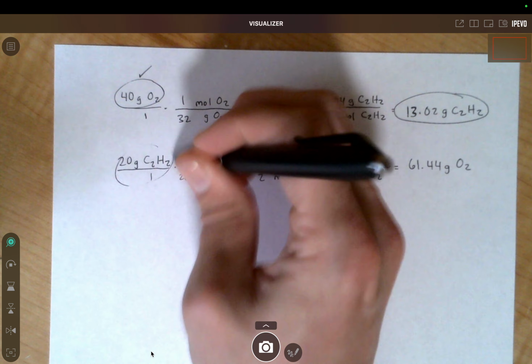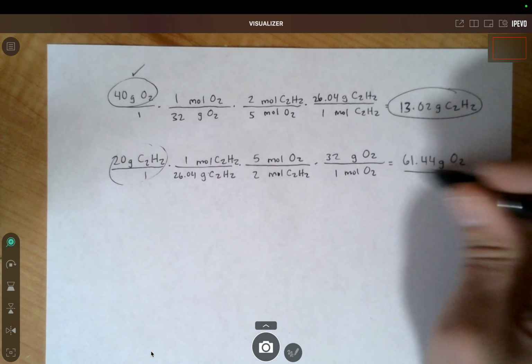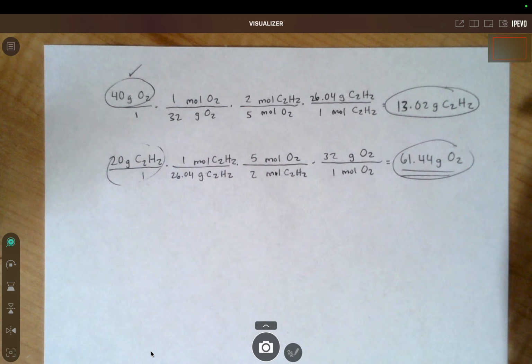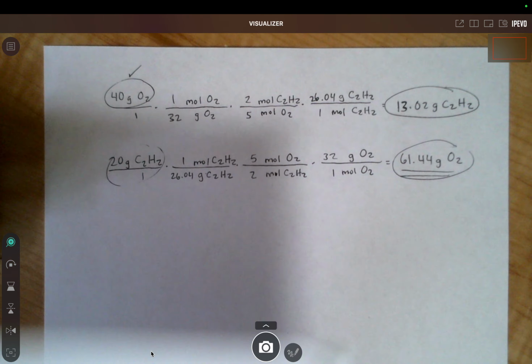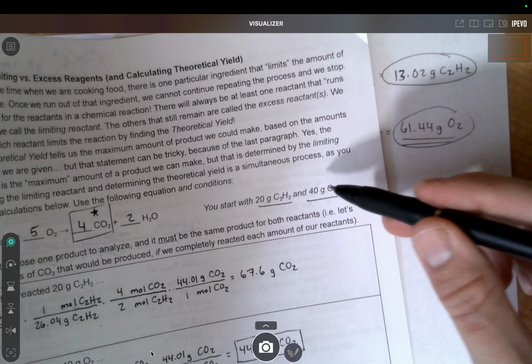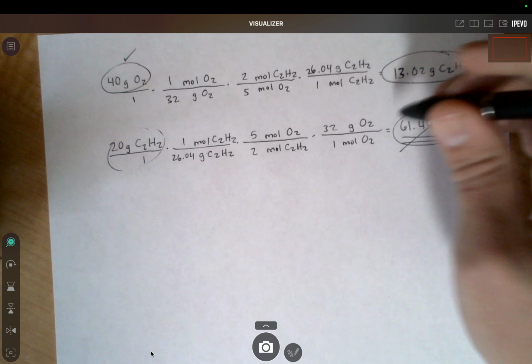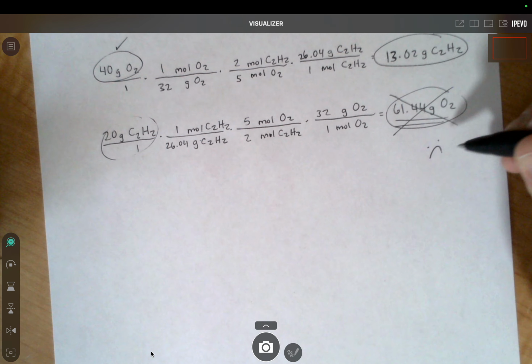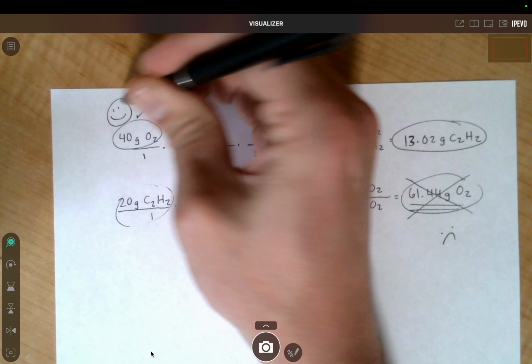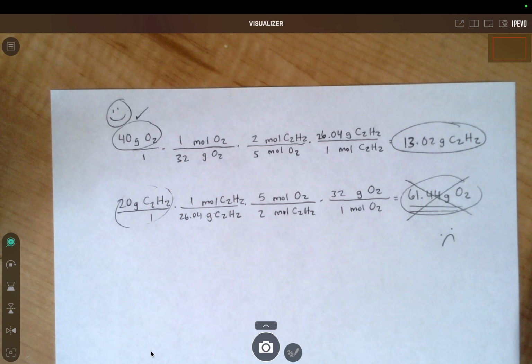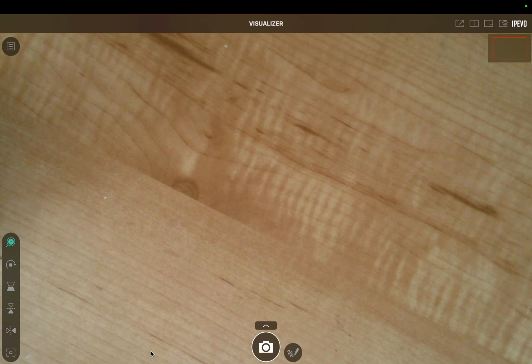If I use all of this, I will also need to use this much oxygen. Do we have 61 grams of oxygen? No, we only have 40. So this can't happen. Sorry, it can't happen. This, on the other hand, can happen. Yay! We're going to run out of oxygen. No, but that's okay because that's how chemical reactions work. Eventually, we run out of stuff. Unless the reactant in question is listed as being in excess.